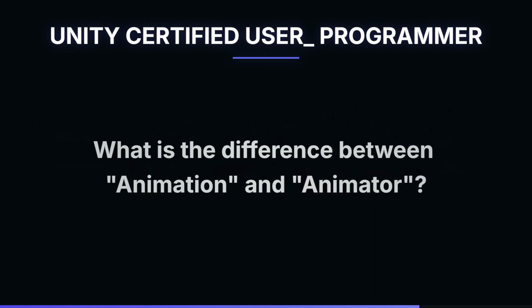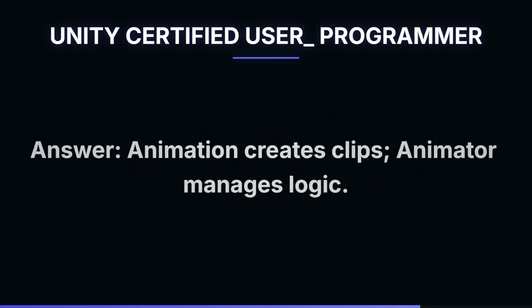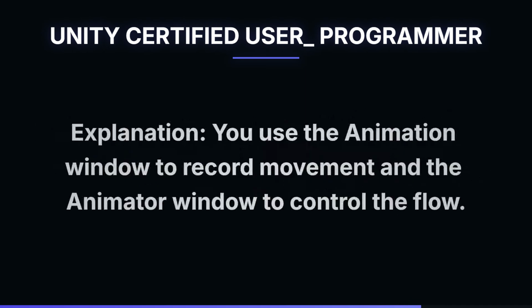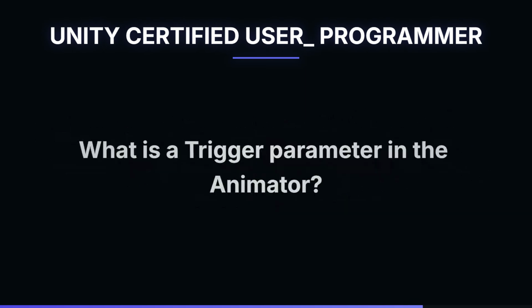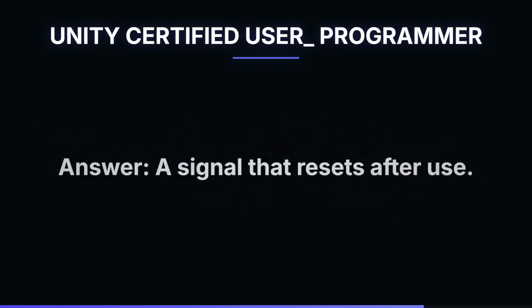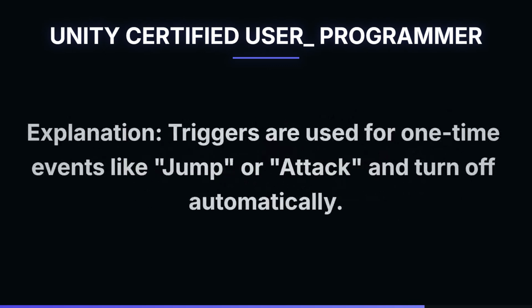8. What is the difference between animation and animator? Answer: animation creates clips, animator manages logic. Explanation: you use the animation window to record movement and the animator window to control the flow. 9. What is a trigger parameter in the animator? Answer: a signal that resets after use. Explanation: triggers are used for one-time events like jump or attack and turn off automatically.